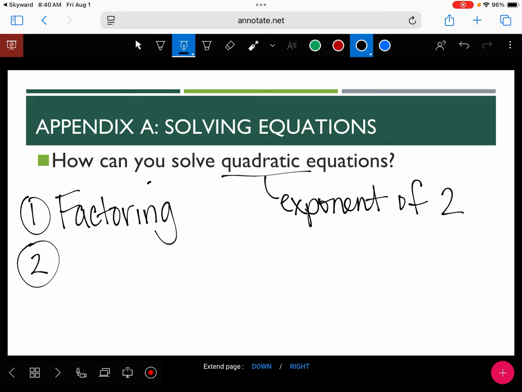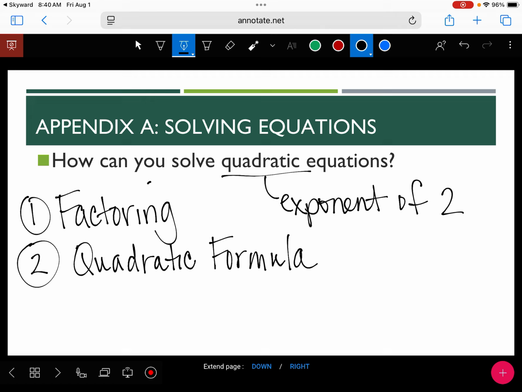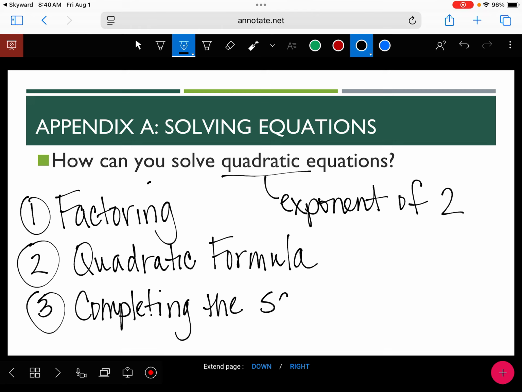All right. Anybody else want to tell me a way? Opposite of b plus or minus the square root of, what do we call that? Quadratic formula. Now this third way you may not be familiar with unless you took an honors algebra 2 class, and that's completing the square. And that would be your 3 methods.